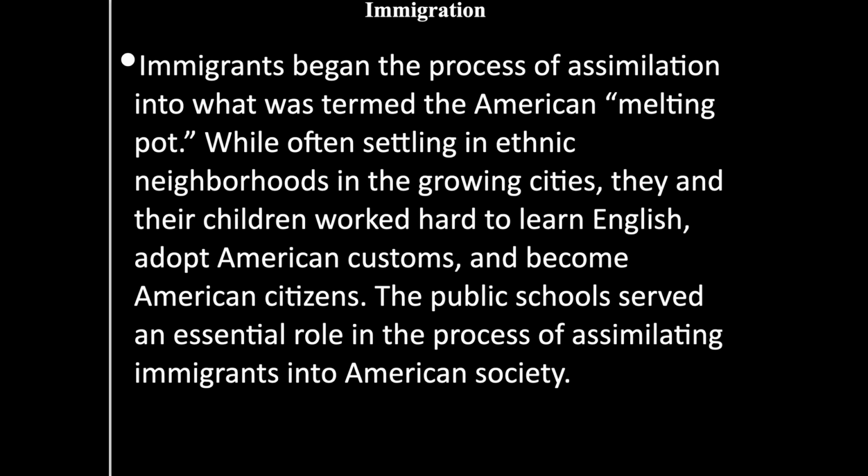So while often settling in ethnic neighborhoods in the growing cities, they and their children worked hard to learn English, adopt American customs, and become American citizens. The public schools served an essential role in the process of assimilating immigrants into American society.